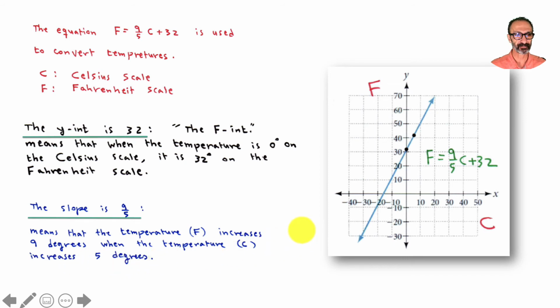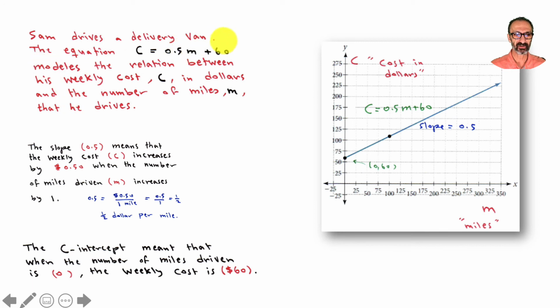Let's take another example. Sam drives a delivery van. The equation C equals 0.5 M plus 60 models the relation between his weekly cost C in dollars and the number of miles M that he drives. So my x now is number of miles, and my y is cost in dollars. If the y-intercept is 60, what does it mean? The C-intercept or the y-intercept means when the number of miles driven is 0, the weekly cost is $60.